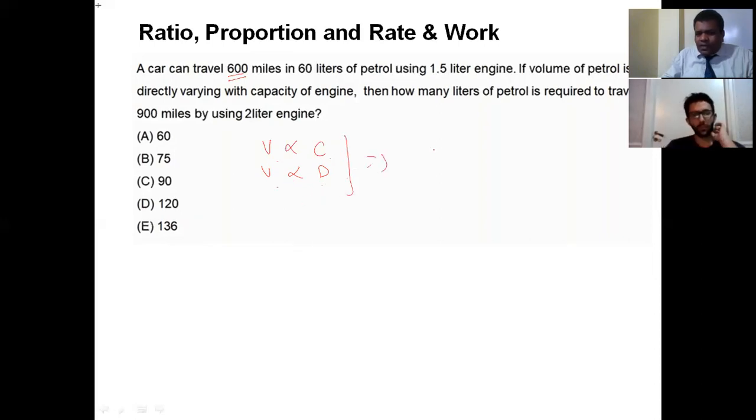So can you get the answer quickly? V is directly proportional to C into D. So just take 1 minute and give the answer.